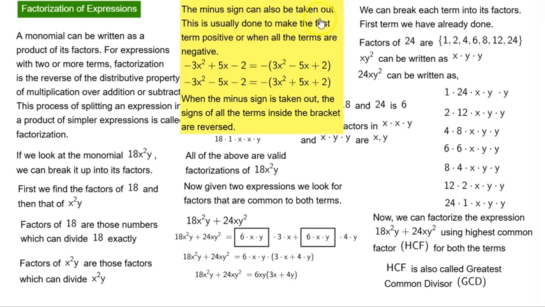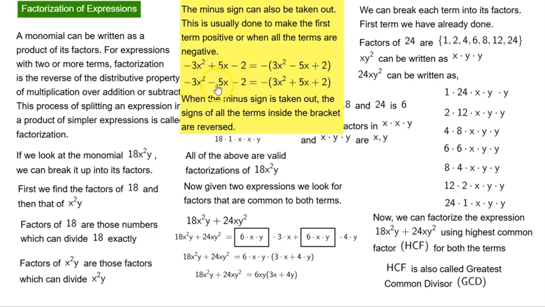The minus sign can also be taken out. This is usually done to make the first term positive or when all the terms are negative. So in the first case, we have minus 3x square plus 5x minus 2. We want the first term to be positive. So we take out minus. So what happens? Within brackets, we end up with 3x square minus 5x plus 2. Now, if you multiply it out, we get minus 3x square, minus times minus plus 5x, minus times plus minus 2. We get back the original.